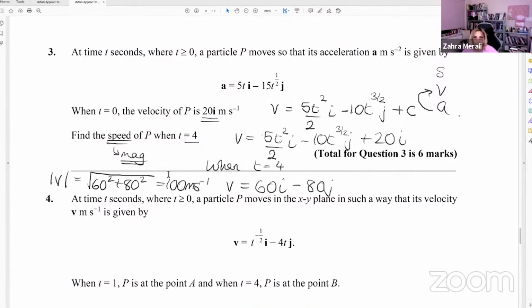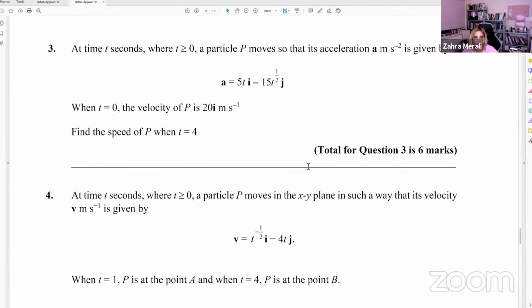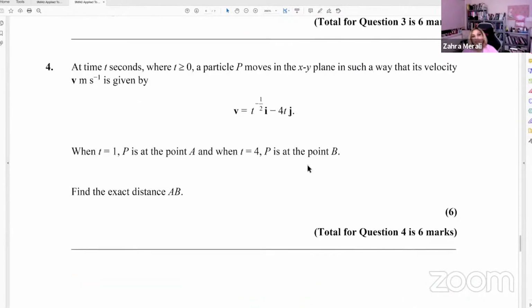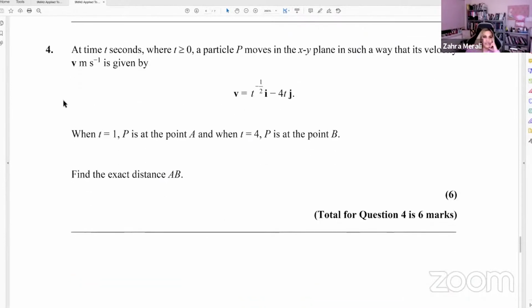Okay, next question. At time t seconds, where t is greater than or equal to 0, the particle P moves in the xy plane so that its velocity is given by that, right? So again, I know all of these questions are this, but in an exam, like I said, you wouldn't necessarily know. So you'd see that the t is not constant, so you'd write far down the side, and you want a distance, so you're integrating.